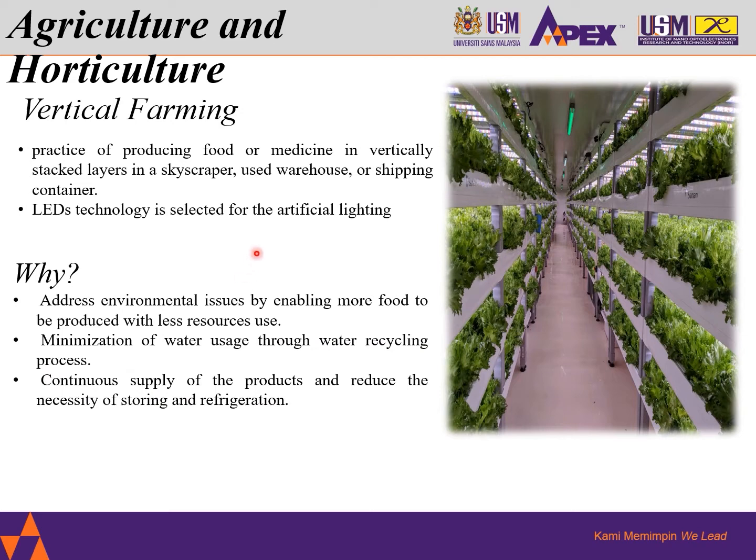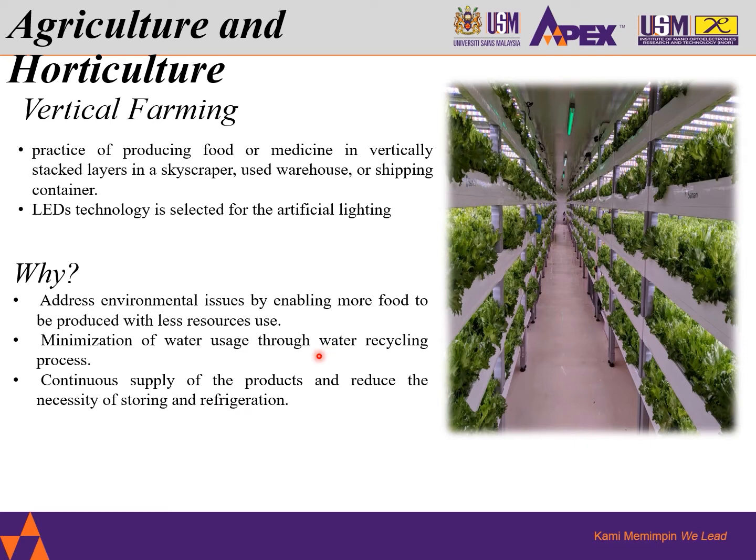Vertical farming. Vertical farming is the practice of producing food or medicine in vertically stacked layers in a skyscraper, used warehouse, or a shipping container. LED is the technology selected for this type of artificial lighting in vertical farming. So why do people use this type of vertical farming?